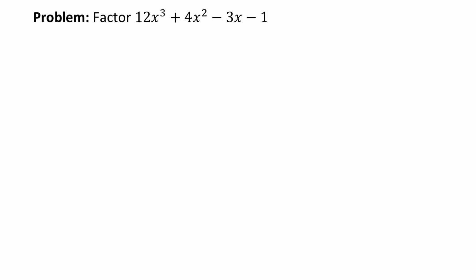And in particular, we're going to have to set up synthetic division. So we can draw like this, our 12, 4, minus 3, and minus 1. And we're going to need to guess at the right number to put here so that in the end we get 0 and we have a factor. Now go ahead and pause the video and give it a try. See if you can find the number you need to put there.